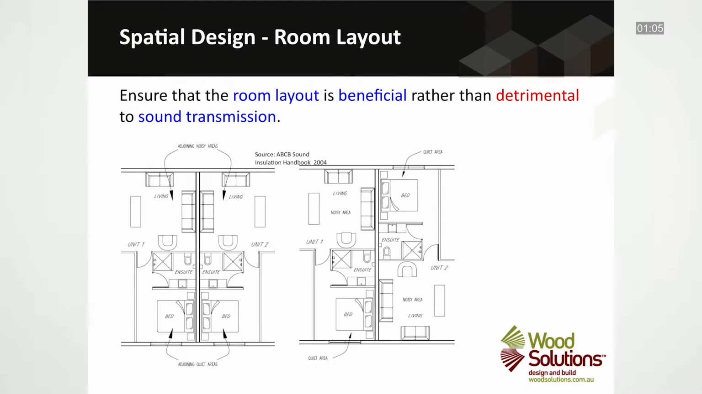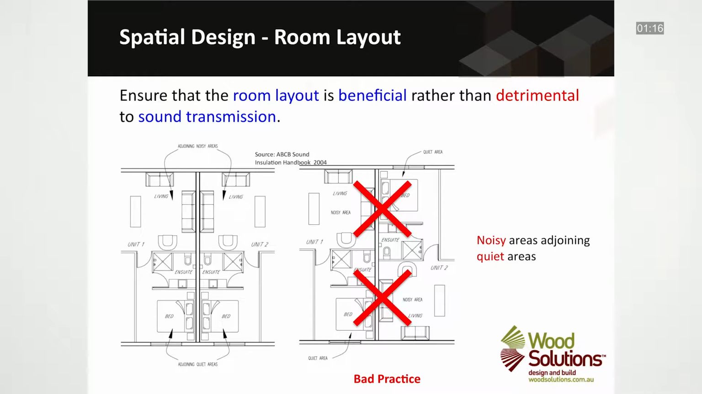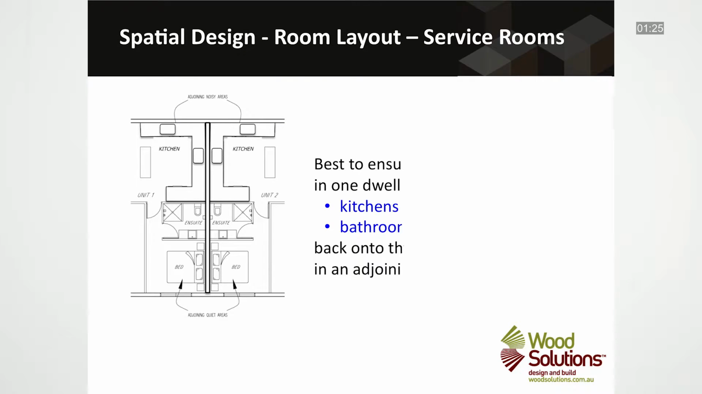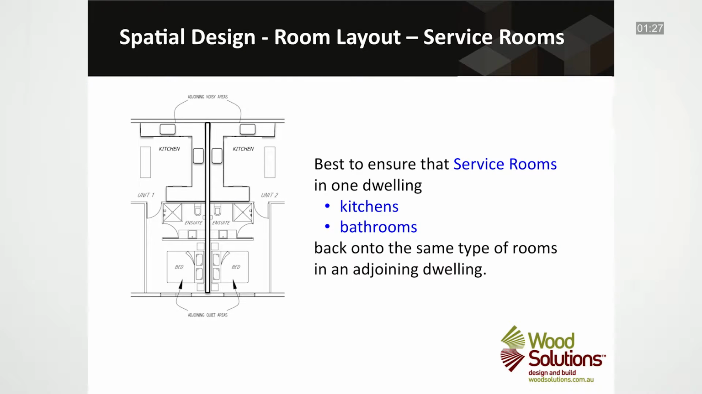Firstly, ensure that the room layout is beneficial rather than detrimental to sound transmission. This illustration shows good practice where noisy areas adjoin noisy areas and quiet areas adjoin quiet areas. Avoid wherever possible this layout where noisy areas adjoin quiet areas in neighbouring SOUs. This is bad practice. It is also good design to try and ensure that service rooms in one dwelling, such as kitchens or bathrooms, back onto the same type of rooms in an adjoining dwelling, rather than backing onto habitable rooms such as bedrooms or lounge rooms.